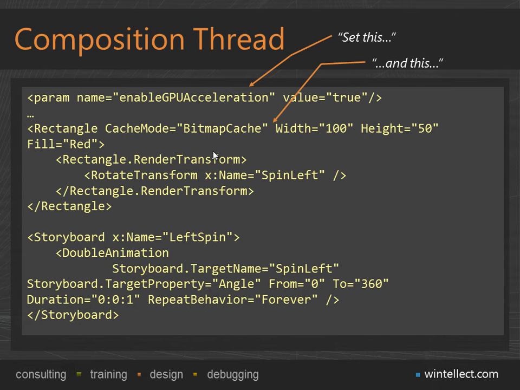The next thing you need to do is enable this cache mode and set it to bitmap cache. This tells the rendering engine that this is something that you can cache onto your thread and actually move and operate on the composition thread. That's actually where the magic is done to get that animation onto the composition thread. So here's my element that I'm saying is cacheable. Here's my animation that's going to target that element and do something with it. And then this will run on the composition thread because I set that bitmap cache.